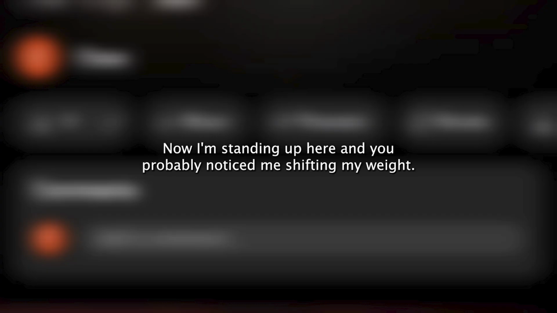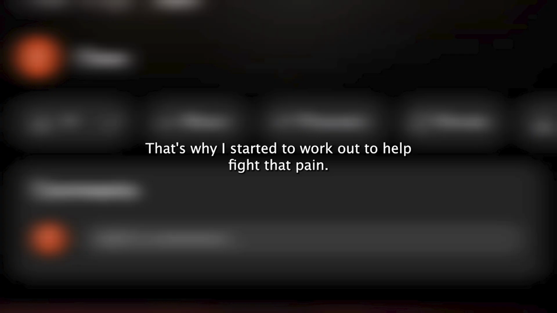Now, I'm standing up here, and you probably notice me shifting my weight. I'm taking turns on my muscles, so I don't get fatigued. I don't fatigue any one muscle. So just in case you wonder why I'm moving around, it's not a crazy dance. I'm trying to make sure I don't fatigue my muscles, because I tend to get back pain. That's why I started to work out, to help my back pain. I have arthritis in the spine.